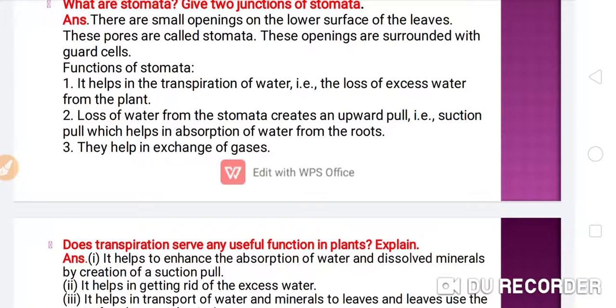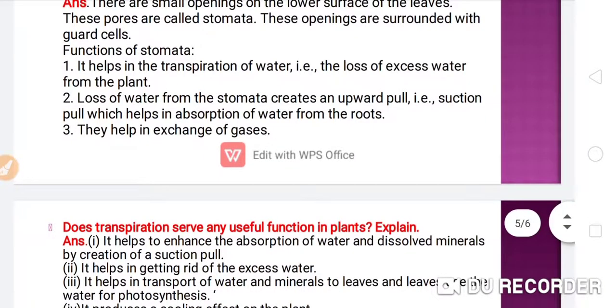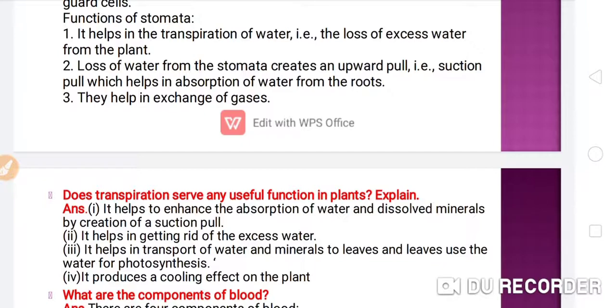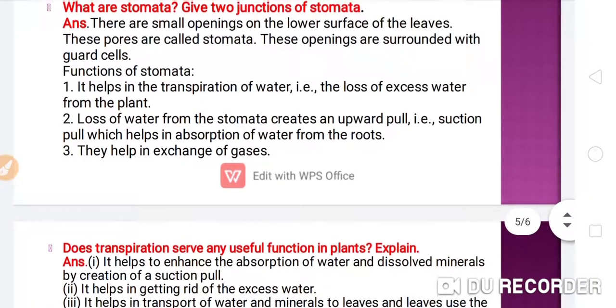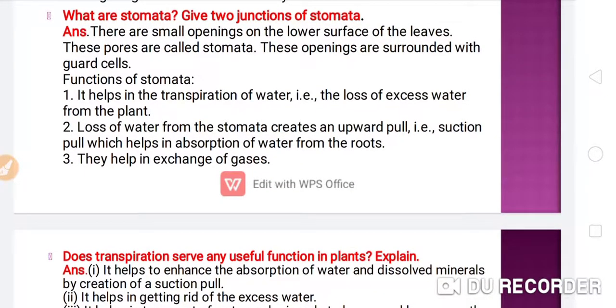And now the functions of the stomata. The first one, it helps in the transpiration of water, that is the loss of excess water from the plant. Now second one, loss of water from the stomata creates an upward pull, also known as a suction pull, which helps in absorption of water from the roots. And the last one, they help in exchange of the gases. So here we have discussed the important functions of the stomata. Actually they are playing a very crucial role in different kinds of the activities in plants.